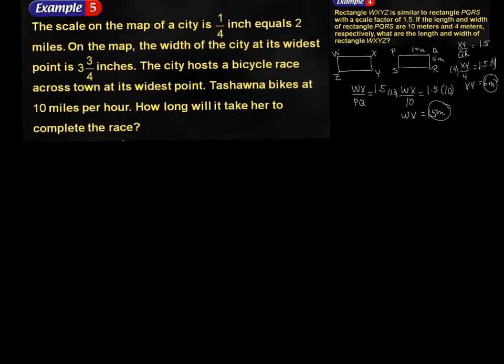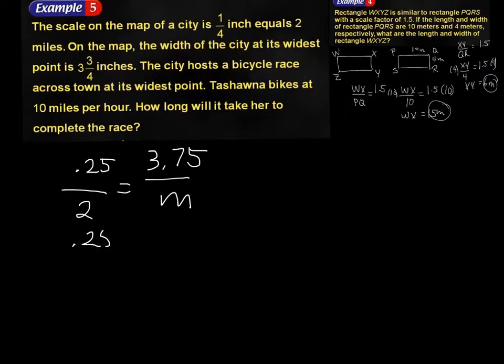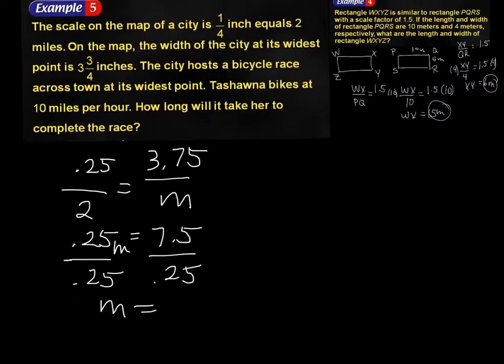Well, before we can figure out her time, we're going to have to find her distance. So we can set up a proportion. We've got the map distance to actual miles equals the map distance, and we want to find the actual miles. So we could do cross products and divide both sides by 0.25. So she will be biking a mere 30 miles across this little city.